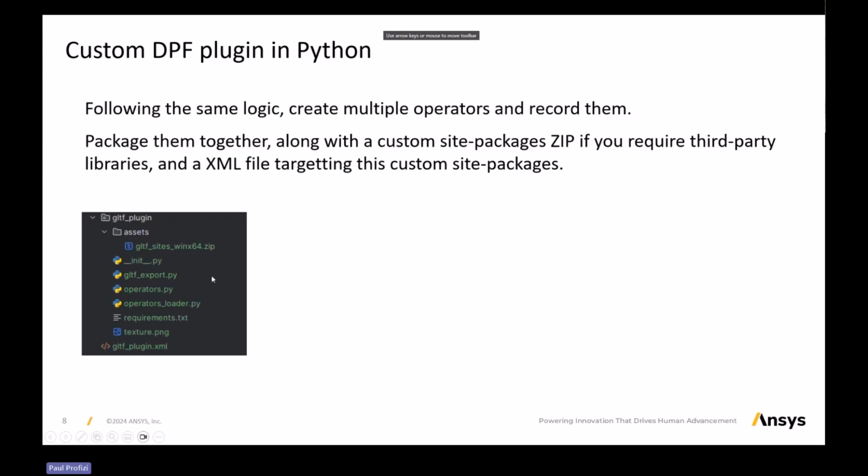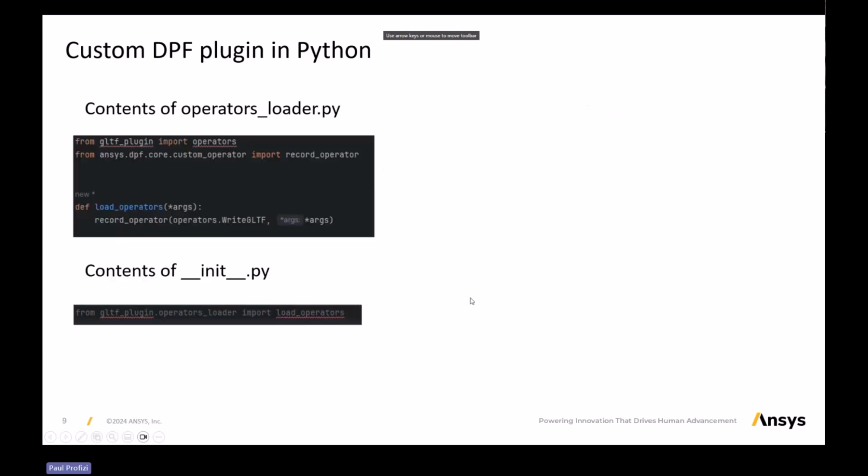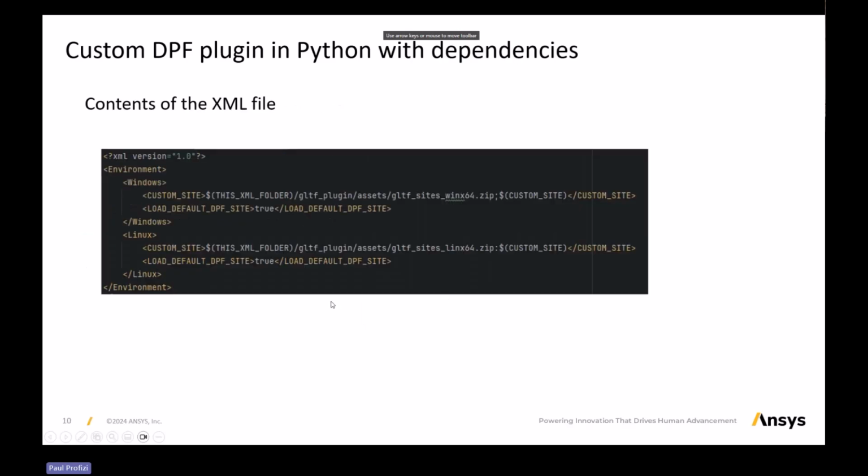And then I declare some operators in these different files. But what I wanted to show is the contents of the operator loader. So basically just a record of an operator and then the init file, not very complicated. It's recorded so you can watch it later. And the XML file, which is important, I wanted to mention, which basically tells the server where to reach for the site packages that it has to use to run the operator when you have Python library dependencies or third parties that are not in the default Python environment shipped with DPF.